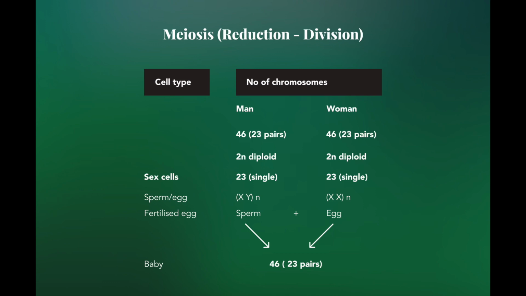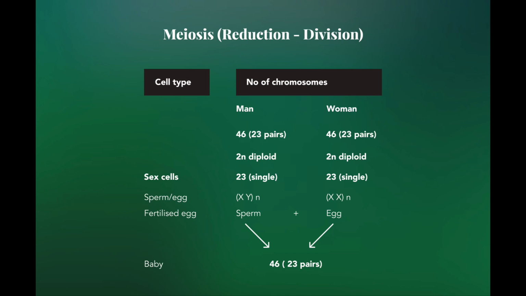The most significant aspect of meiosis is that the number of chromosomes in the sex cell is half. 46 is termed diploid, 2N, and haploid is single N. So the sex cells, that is the sperm, will carry 23 chromosomes. The 23rd pair is the sex chromosome. In the male it is XY, and in women it is XX.